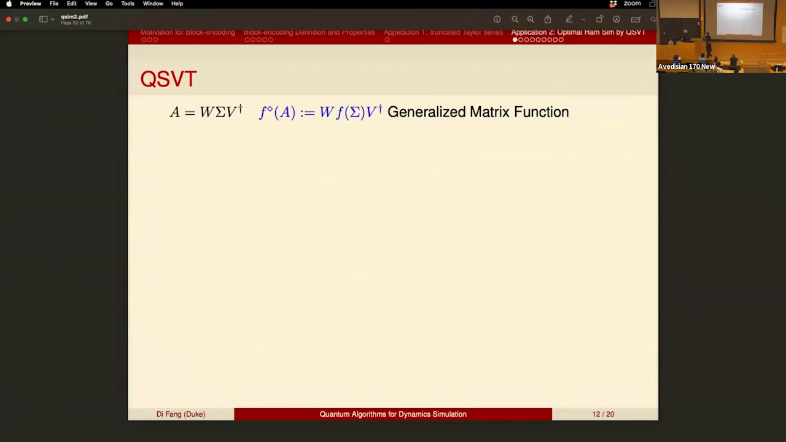What is QSVT? First of all, again, we're going back to this matrix. Any matrix has the singular value decomposition.